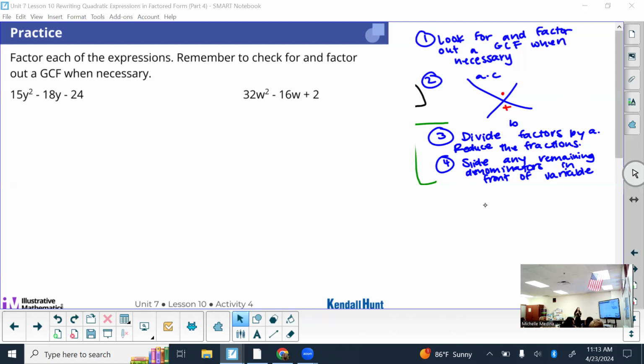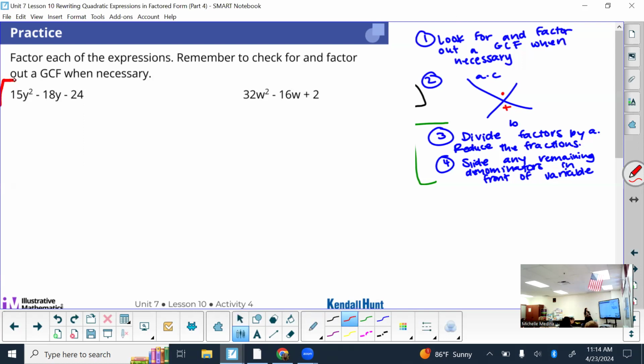So the first step is to look for and factor out a GCF when necessary. I'm going to walk you guys through these ones. If you already have me for algebra, this is in the notes. If you want to write it down, I won't force you, but it's at least 3 to 4 questions on your unit tests. Unit tests are 150 assessment points, so it's important. But first step is to look for and factor out a GCF when necessary.